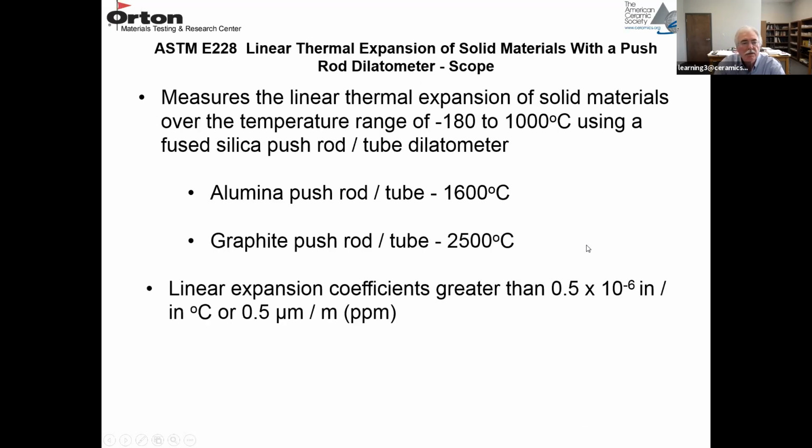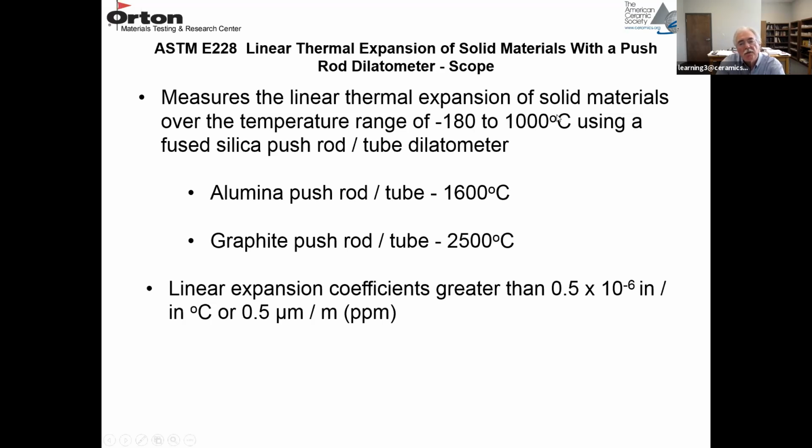Now, I put in all of these lectures how to measure the different properties. So they're all ASTM tests. And this first one, ASTM E228, is how to measure thermal expansion with a normal pushrod dilatometer, which is the most common way you measure thermal expansion or thermal contraction.